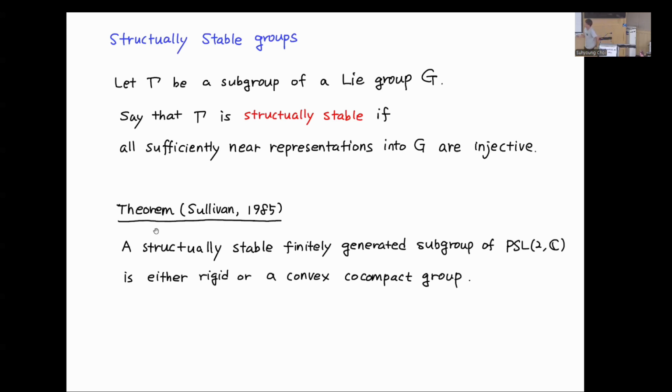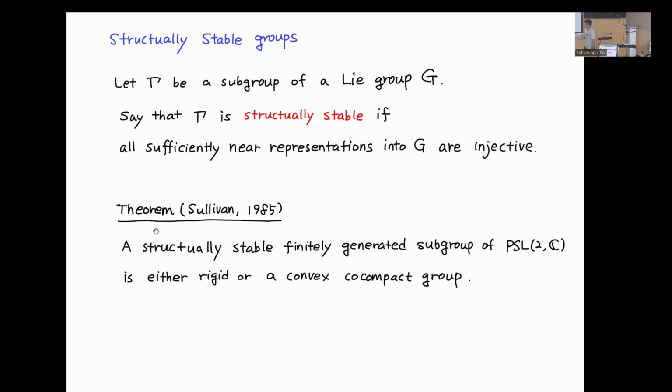But in 1985, Sullivan proved that... he had a question in mind: what is the equivalence of structurally stable groups in PSL(2,C)? He proved that a structurally stable finitely generated subgroup of PSL(2,C) is either rigid, which means that there is no deformation, or a convex co-compact group. So that means that almost, a structurally stable group is equivalent to a convex co-compact group.